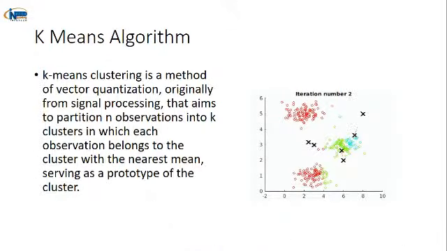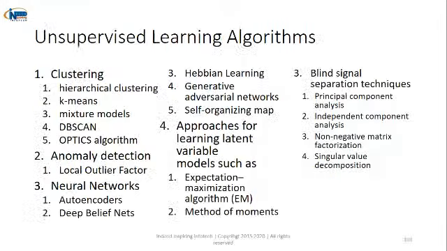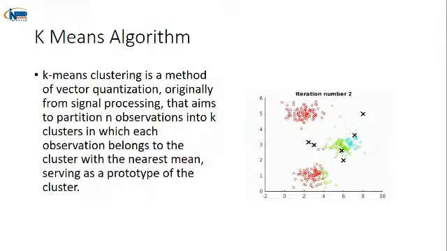K-means is one of the simplest algorithms, or the first algorithm you may learn in unsupervised learning. K-means is a distance-based learning algorithm. You can see in the diagram, I'll show you it again. These X points are represented as the centers, and you can see that the centers are moving towards the actual centers.